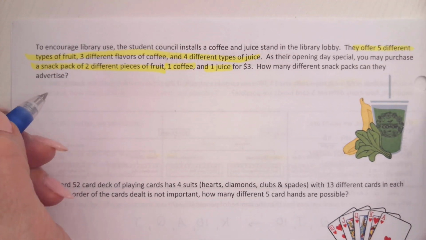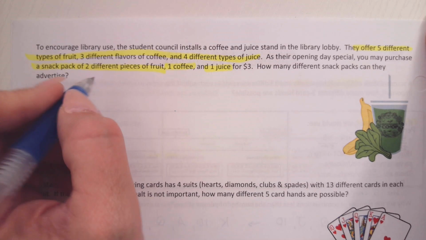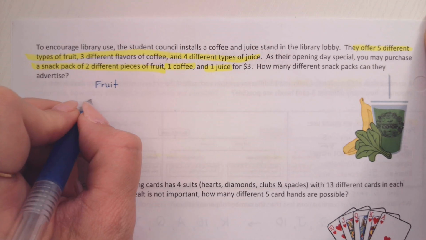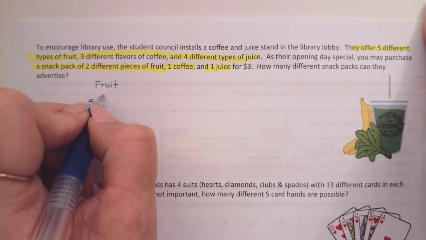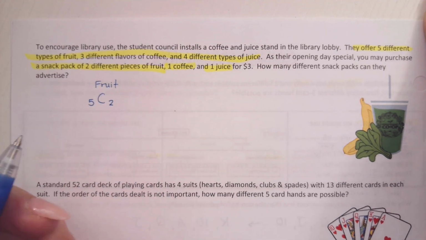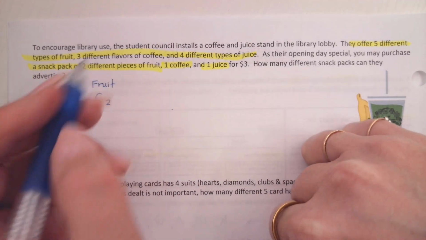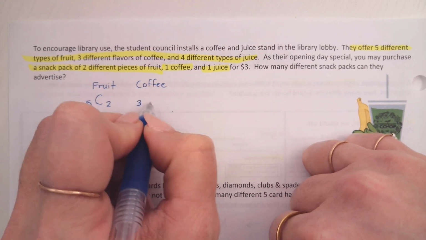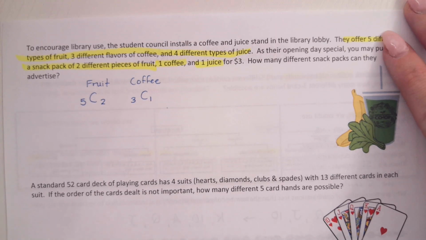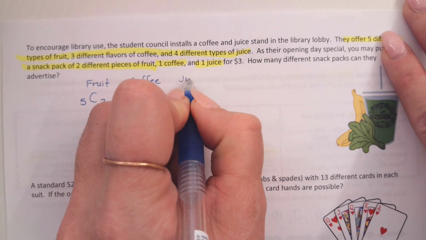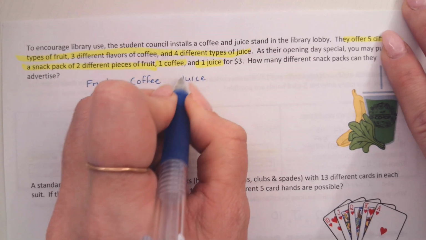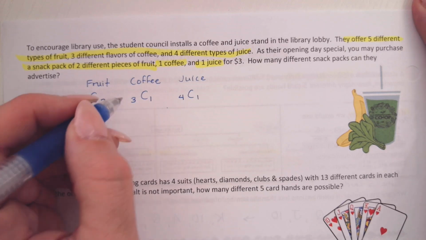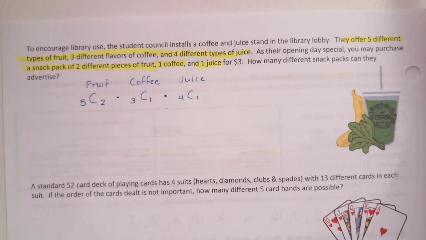So again, this is actually multiple combinations. So the first combination involves fruit. How many fruits are there? There's 5, and you get to choose 2 of them. 5 choose 2 would be that combination. And then the next is there's 3 different coffees. And we get to choose how many? 1. Just 1. And then lastly, there's 4 different types of juice. And how many do we get to choose? 1. 4 choose 1. So all 3 of these combinations will actually get multiplied together.